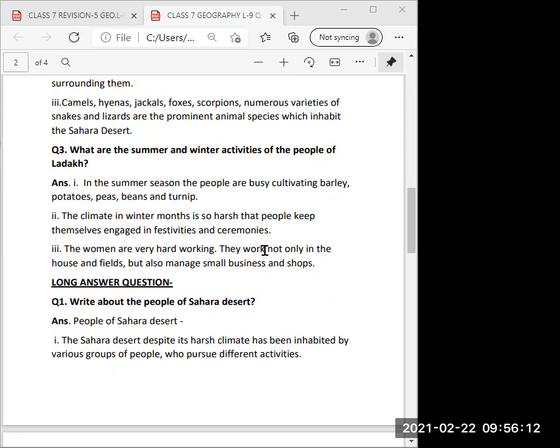Clear? Next is the women are very hardworking. They work not only in the house and field, but also manage small business and shop. So the women of Ladakh are very hardworking. They manage the household activities also, plus outside work also, that is business and shops.